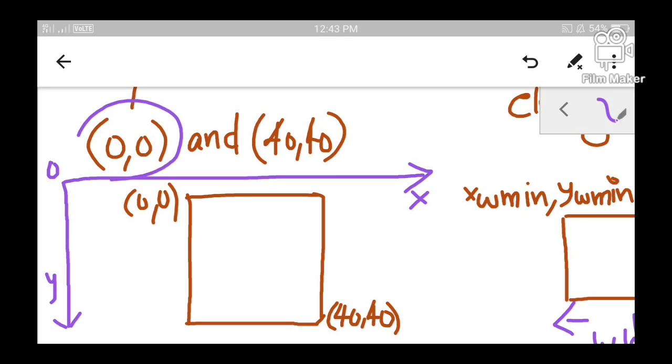We know that the x minimum, y minimum point lies at the top left corner of the window. That means this point. And the x maximum, y maximum point lies at the bottom right corner of the window. That means this point is x maximum, y maximum. So we know where 0, 0 and 40, 40 are pointed. These 2 are the extreme top left corner and extreme bottom right corner of the window.